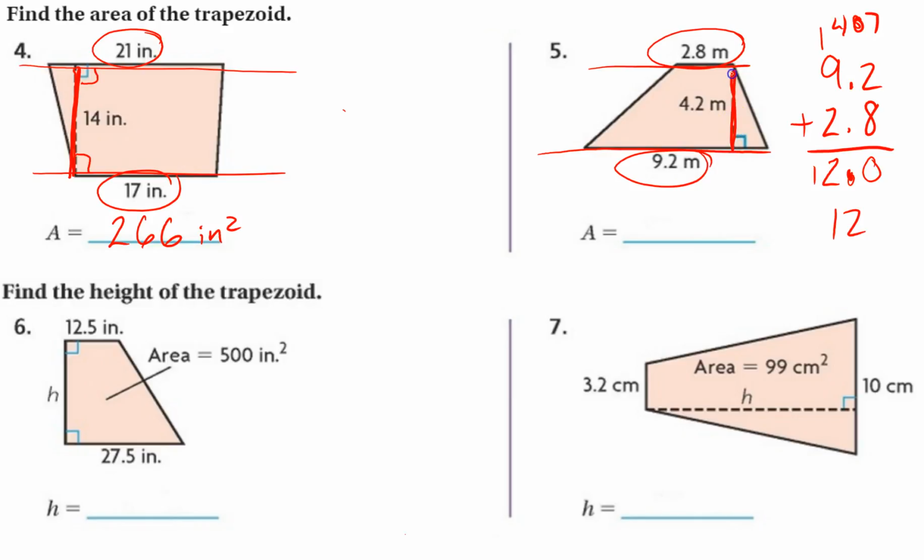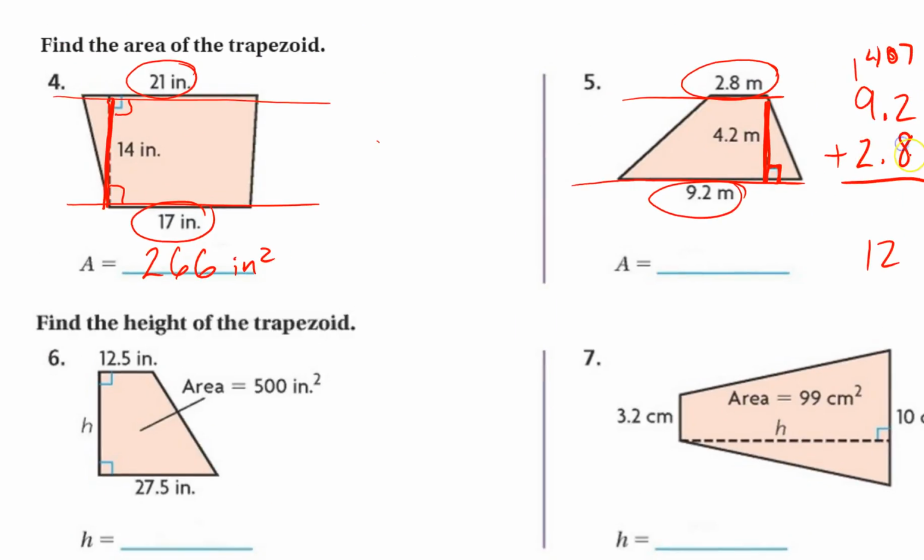So then I take that number and I multiply it times the height. The height is the perpendicular line to the 2 parallel lines. In this case, 4.2. So I need to multiply 4.2 times 12. Now this time I'm multiplying, so I don't need to line the decimals up, but I will need to move the decimal over 1 once I get my answer.